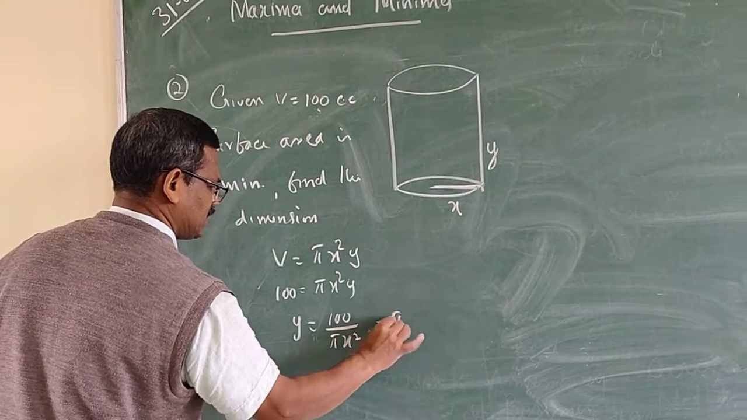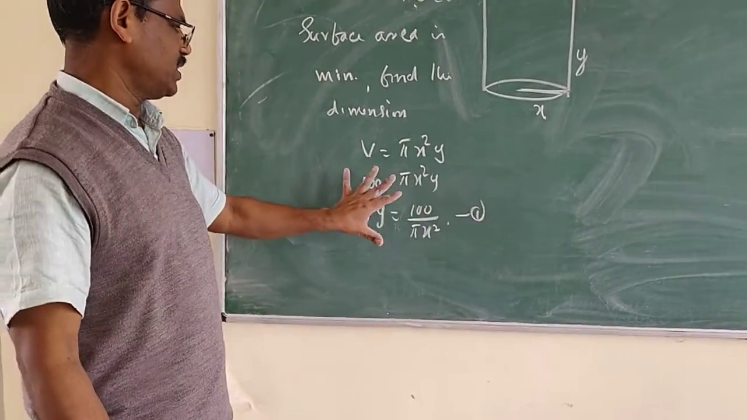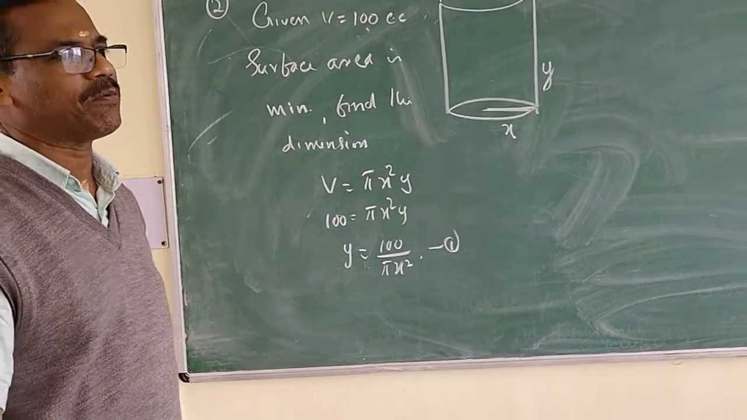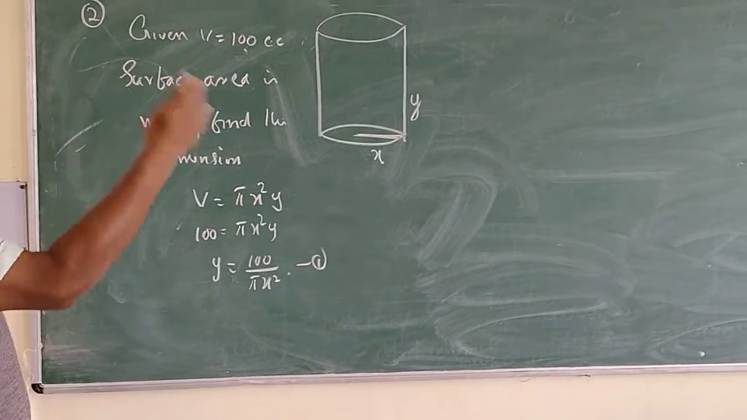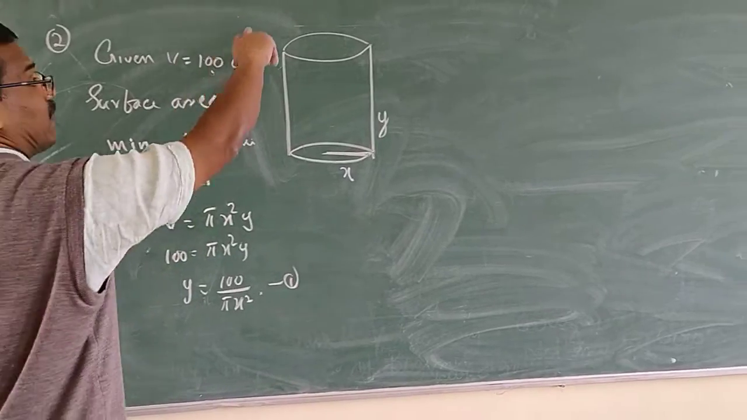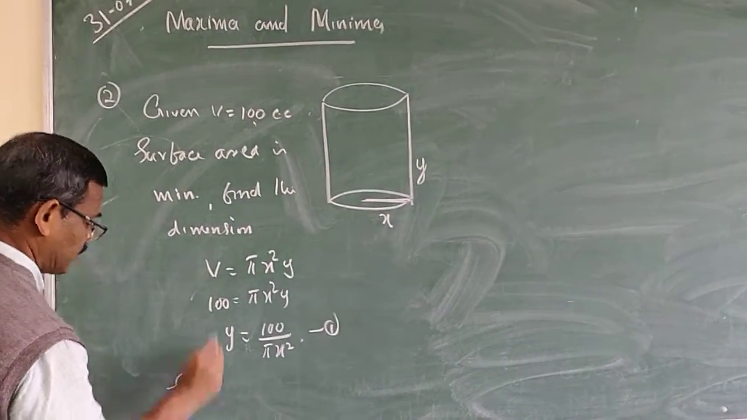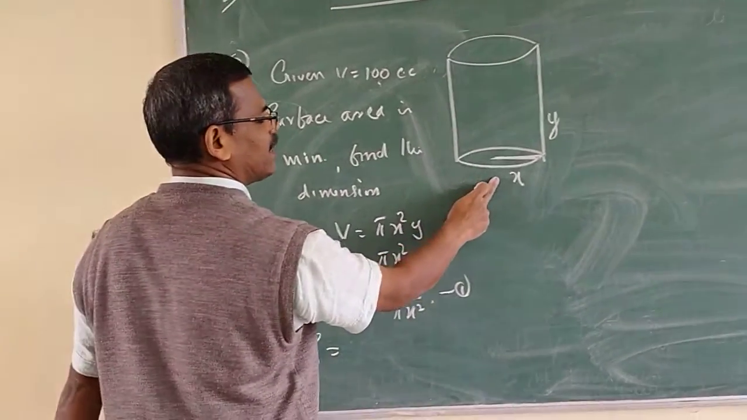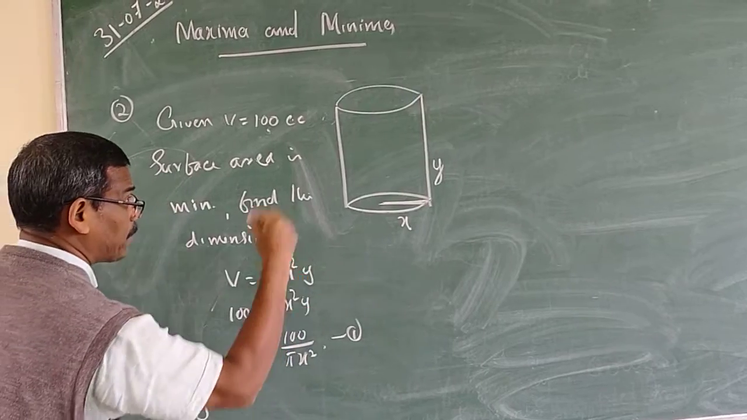So this is to convert one variable in terms of the other. It is very important for this type of problem. So y is equal to 100 divided by pi x square. Now what is to be minimized? The surface area of this cylinder is to be minimized. So what is the total surface area of the cylinder? Here x square, here one circle, here one circle. So pi x square plus pi x square.